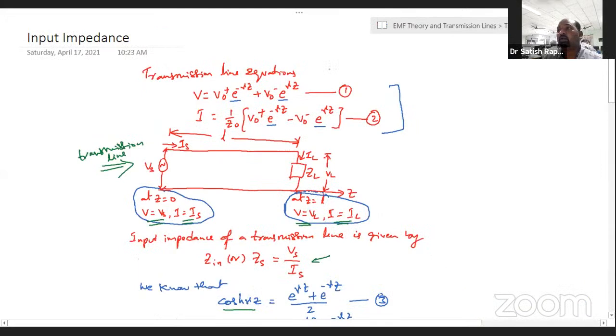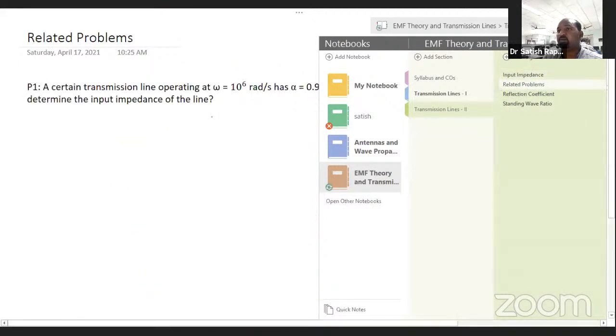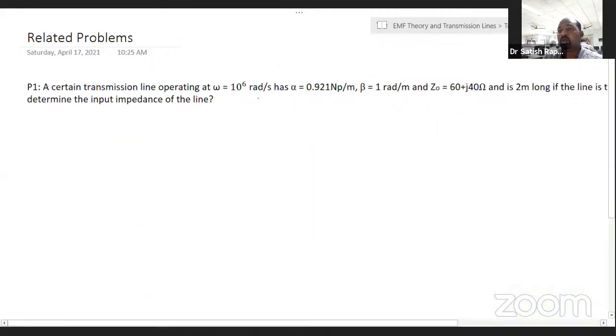Now let me switch to another new topic. Okay, before moving on to the new topic, let me do a small related problem here.